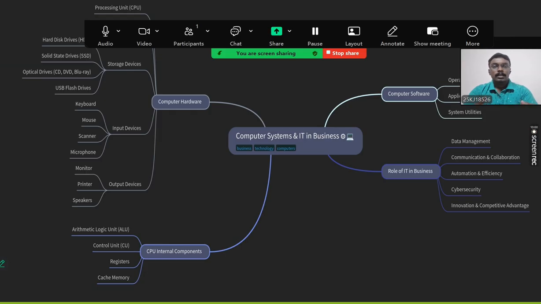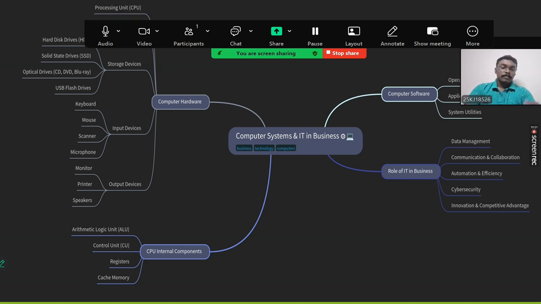The next type of software is system utilities. System utilities are of more use towards the system, like the laptop or computer, for example antivirus and memory cleaner. These help the computer or laptop to give better performance.